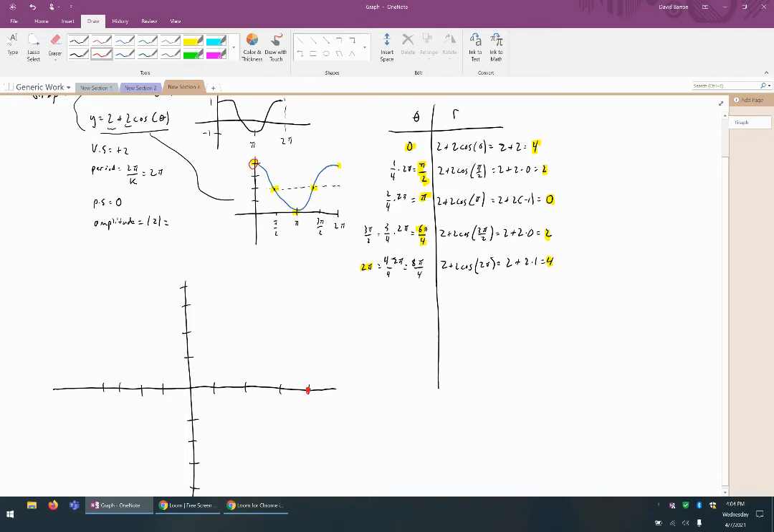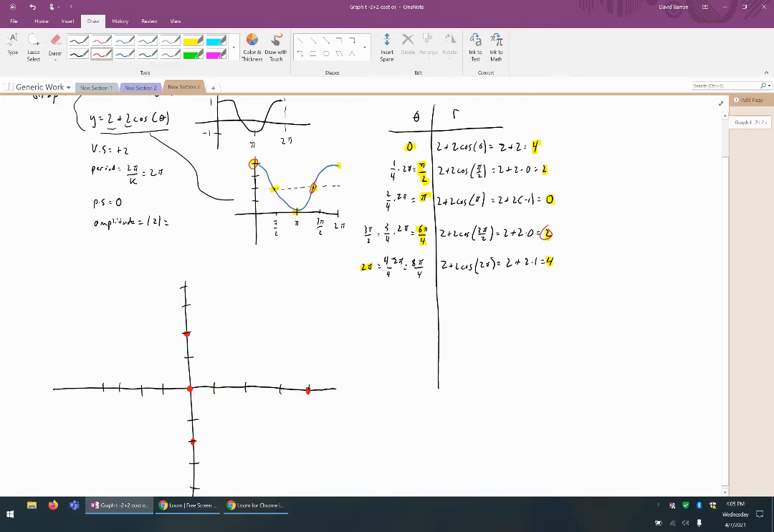So that's right here. At pi over 2, which is straight up, there is a point with an r value of 2 right here. At pi, which is right here, there's a point that is 0 away from the origin. At 3 pi over 2, downwards, there's a point that is 2 away. And then at 2 pi, back to here, there is a point that is 4 away from the origin that overlaps the point we already have.